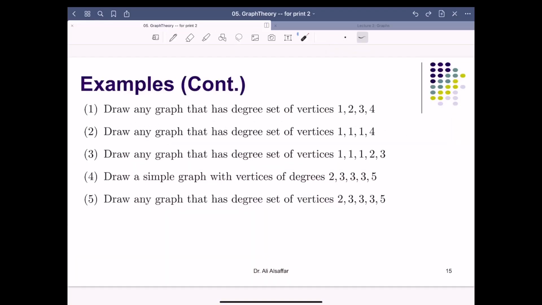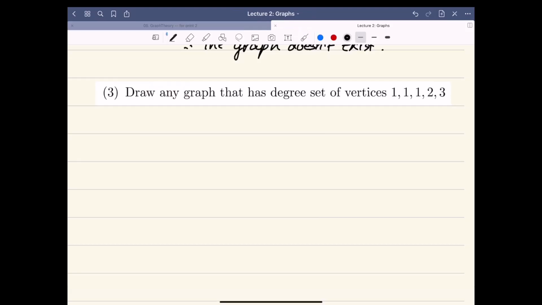Now for the third example, the set of degrees 1, 1, 1, 2, and 3, so the number of vertices is 5. Before we proceed, like examples 1 and 2, we need to find the summation. So 1 plus 1 plus 1 plus 2 plus 3. So this is 5 plus 3 is 8, so it's equal to 2 times 4. And since it is even, and this is the number of edges, which is 4, then the graph exists.